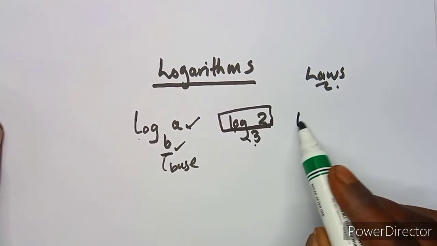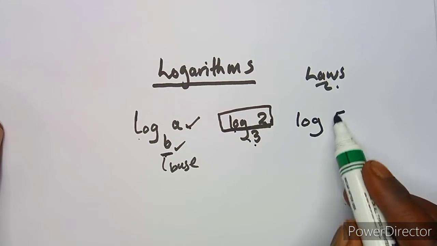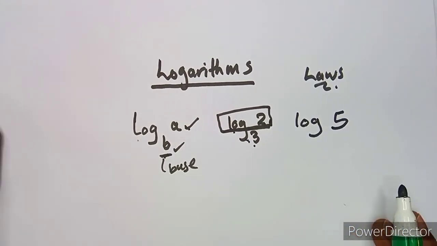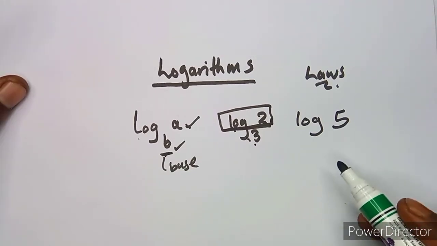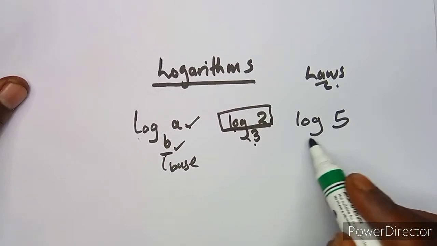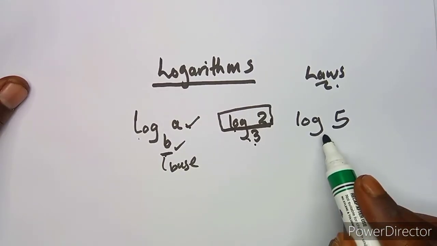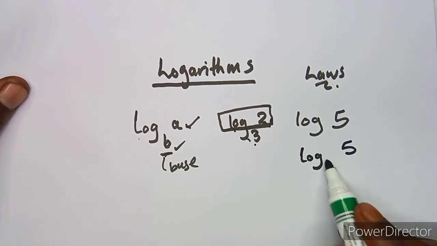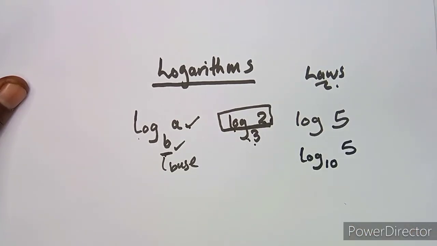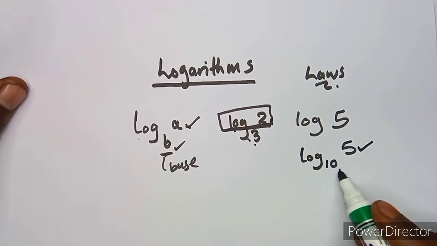When I am given log 5 like this, what does this mean? Because I'm not given a base. On a condition like this, it means you are going to use the normal base, which is base 10. Whenever you are not given a base, you are going to use base 10. So this is going to be log 5 in base 10. That is how you represent these logarithms. So it's log of a number and a base.